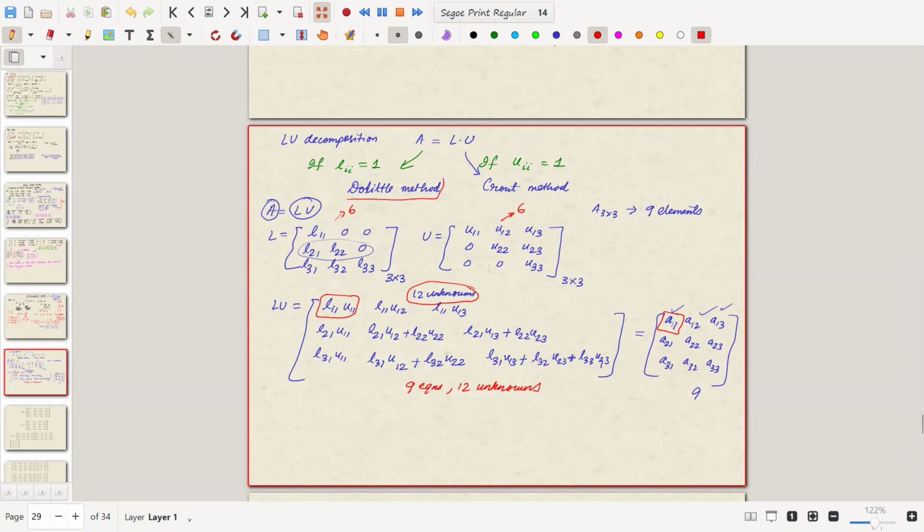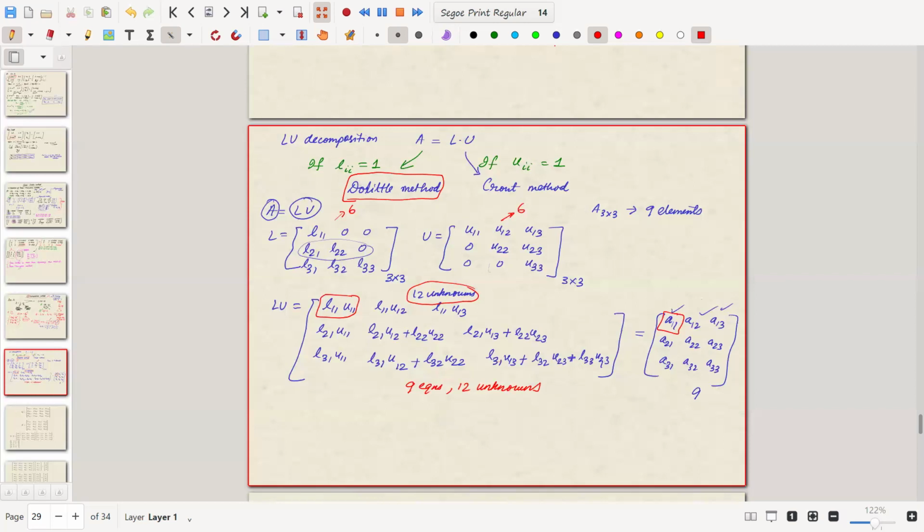In Doolittle method, they set it to 1. Now, if you do LII equals to 1, how many unknowns are you throwing out? LII only, not LIJ. LII means only the diagonal elements I am making 1. L only, that is Doolittle method. Doolittle method never bothered about U. Since he is little, L, only lower triangle.